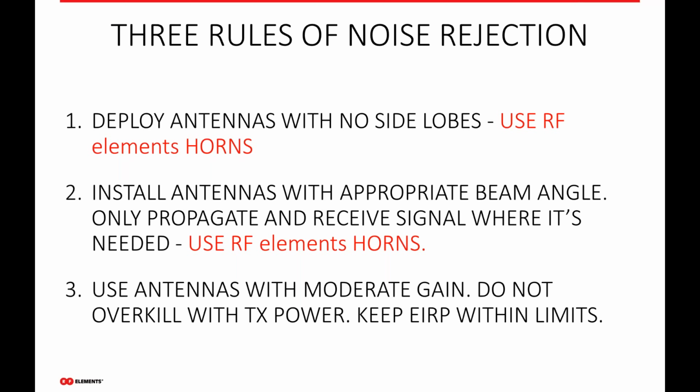And again, this leads into using antennas with moderate gain, right? Don't overkill your network with TX power, right? Stay within your EIRP limits, and also, you don't always have to go to the maximum EIRP that's allowed for TX power. If you're only covering a mile or two, you don't need the full 36 dBm EIRP, right? Tune it down a little bit, right? Save that spectrum, save that noise from going somewhere else.